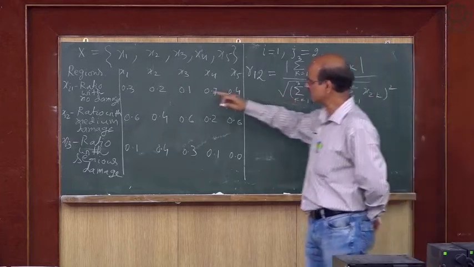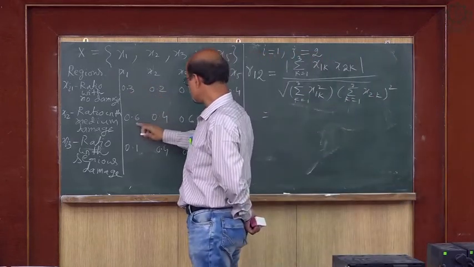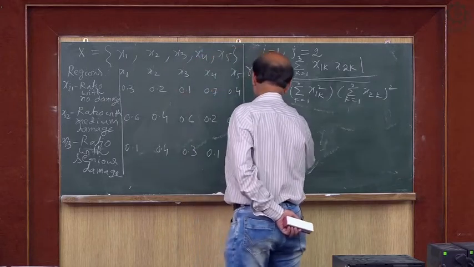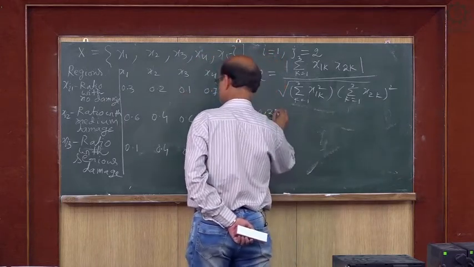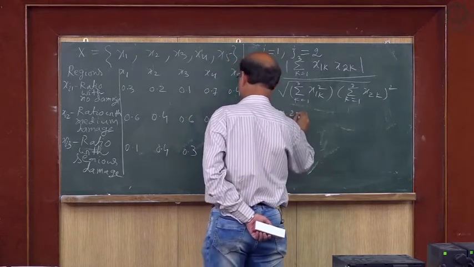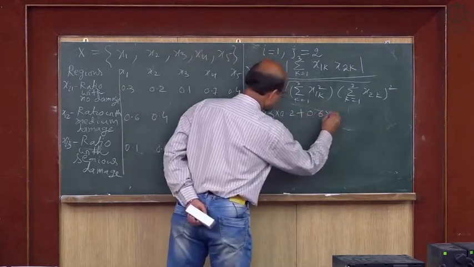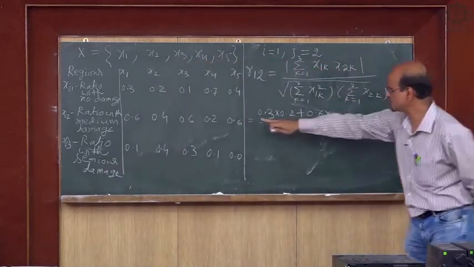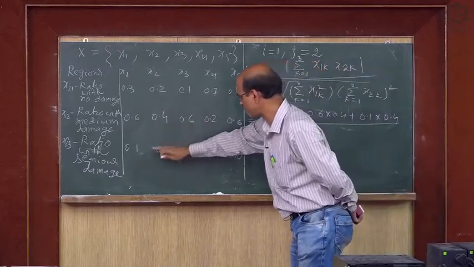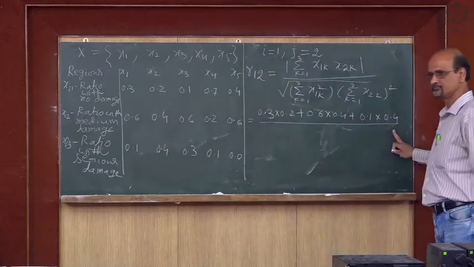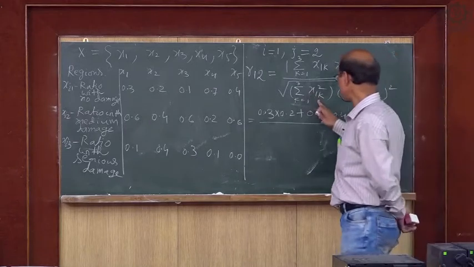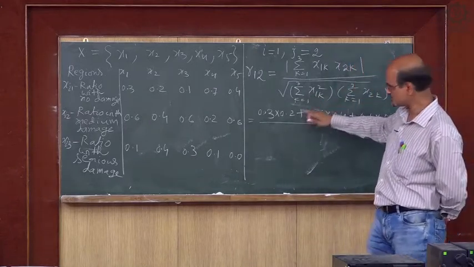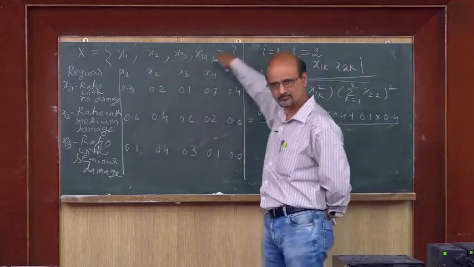So, what you are seeing? Just this into this into this plus this into this. Okay. So, I will write this as 0.3 into 0.2 plus. So, this is your numerator 0.3 into 0.2, 0.6 into 0.4 plus 0.1 into 0.4. Okay. Denominator again x11 square plus x12 square plus x13 square. So, this is square plus this is square plus this is square.